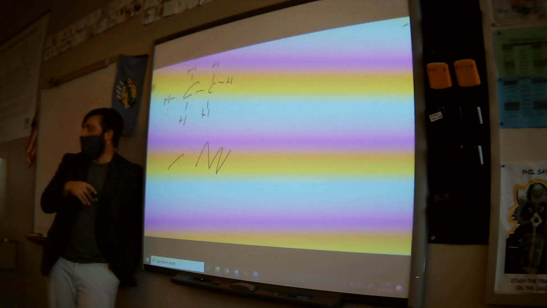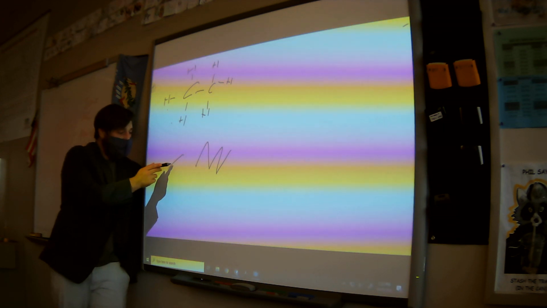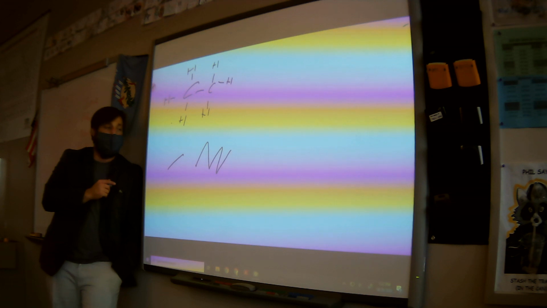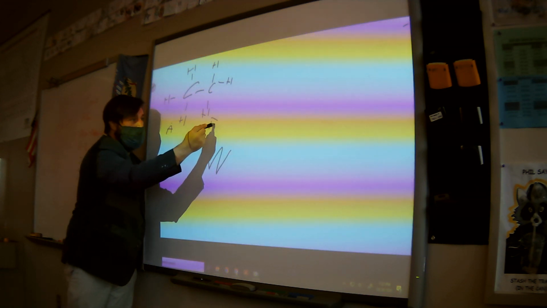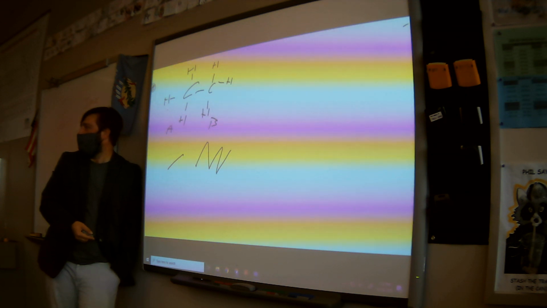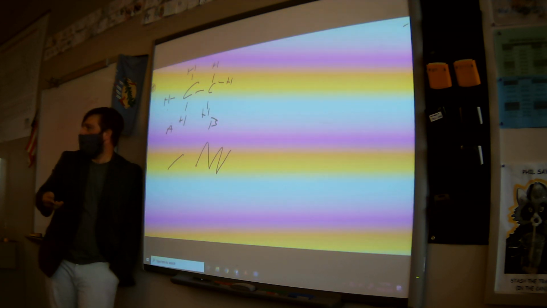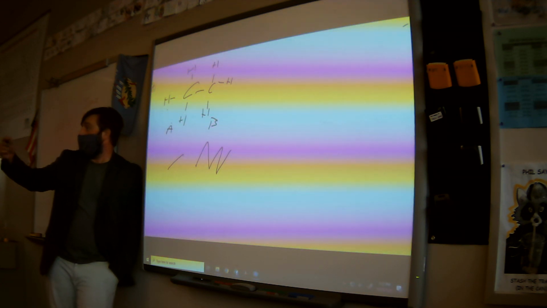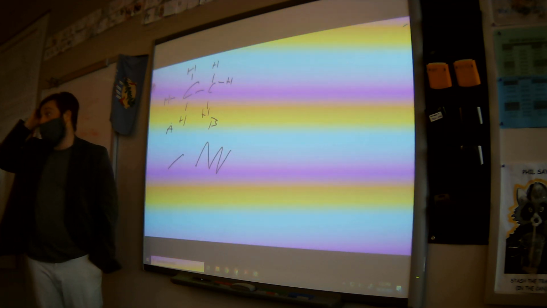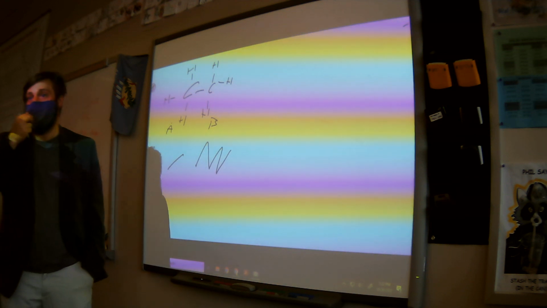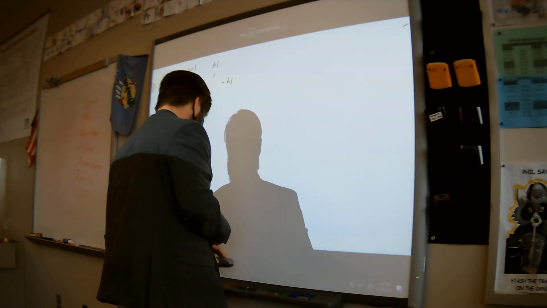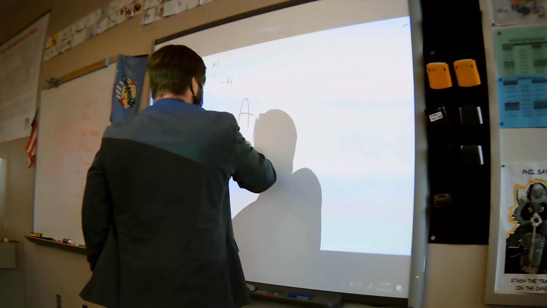Of these two, which one's going to have the higher boiling point? A or B? B. Why B? More things. So more what kind of force? More LDFs, right? More London dispersion forces.